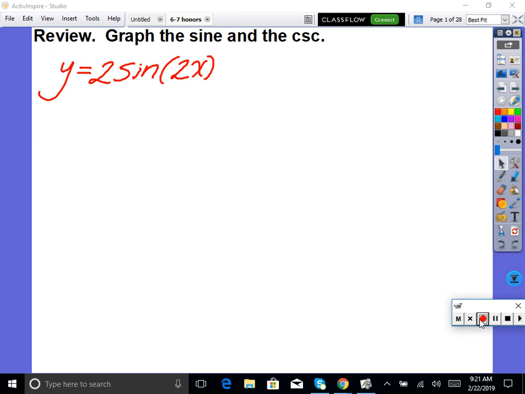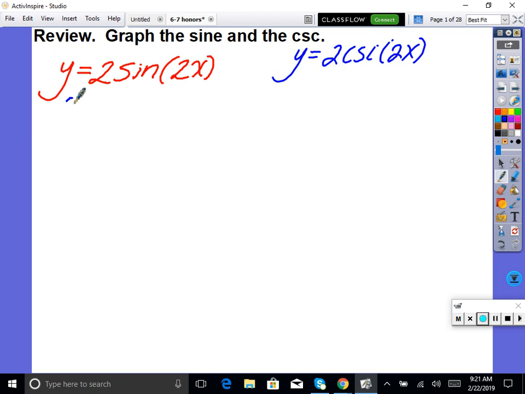Okay, let's quickly review how to graph this stuff because I know that this unit has a lot to it. Let's make sure we would be able to graph sine and cosecant. Because remember, if I said to you, graph y is equal to 2 cosecant of 2x, you would rewrite it like this, wouldn't you? And you'd graph that first and then use that graph to graph cosecant.